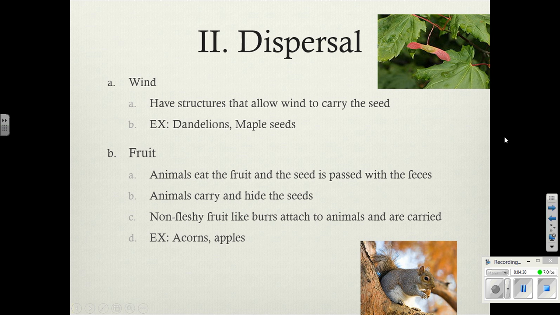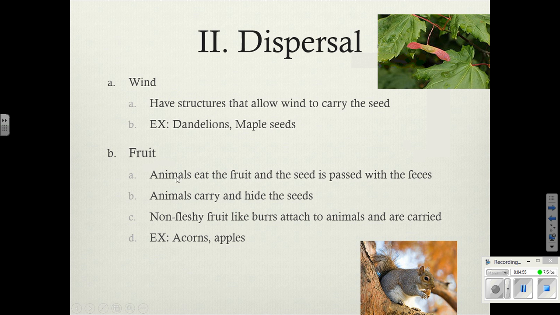So for wind dispersal of a seed, they have to be built in order for the wind to carry it. Like this little seed up here to the right, it's got almost like wings on it. So the wind catches it, falls off the tree, and it'll kind of float and flutter down to the ground. And hopefully wherever it lands, you'll get a new tree. Dandelions work the same way. Maple seeds again have kind of these wing-like structures on them to help them.